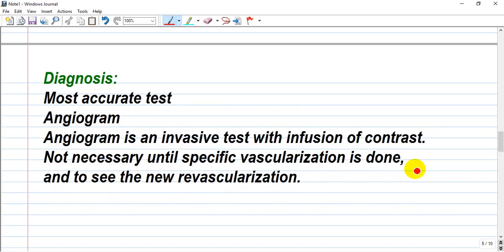So the most accurate test is angiogram. Angiogram is rarely used, and I can call it invasive because we infuse a contrast, and we also expose the patient to CT, but it is necessary after vascularization or revascularization, to see how well the surgery was done.